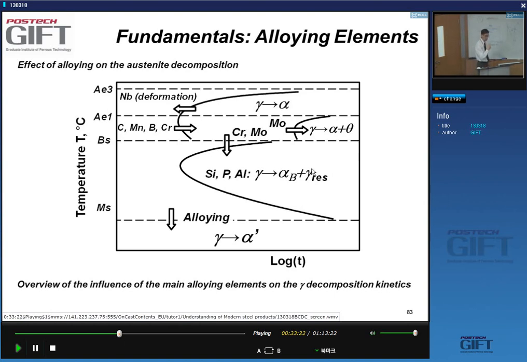And then you'll use mainly silicon, in certain cases phosphorus and aluminum, to get high volume fractions of retained austenite.